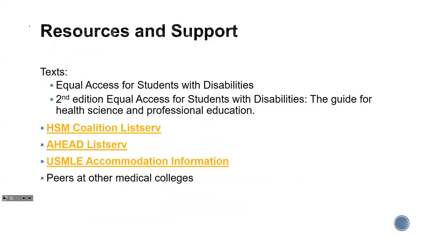Finally, we wanted to share some resources and support. We have some texts to recommend: Equal Access for Students with Disabilities, the second edition, the Guide for Health Science and Professional Education, the HSM Coalition Listserv, a HEADS Listserv, and of course the USMLE accommodation information on their website. That link will take you directly there. And again, peers at other medical colleges.